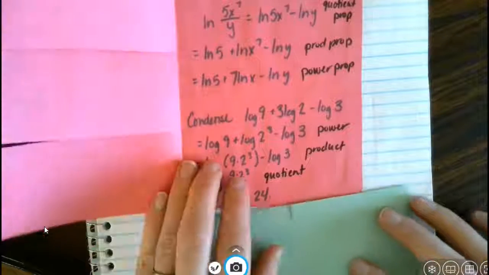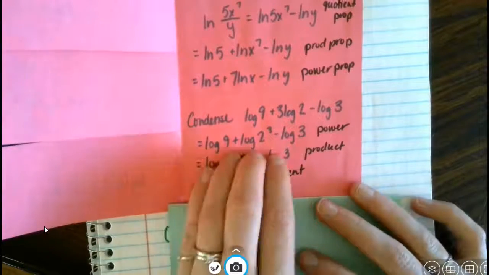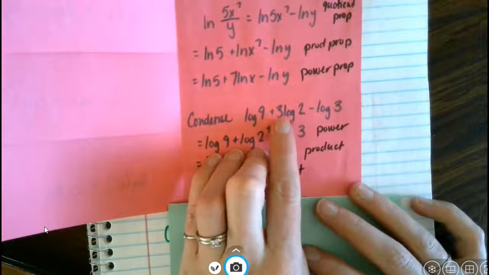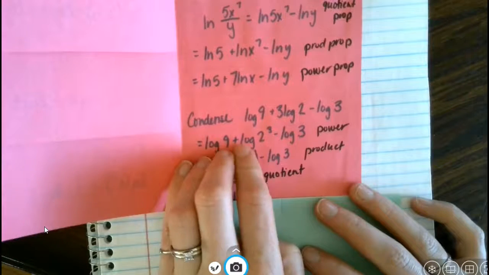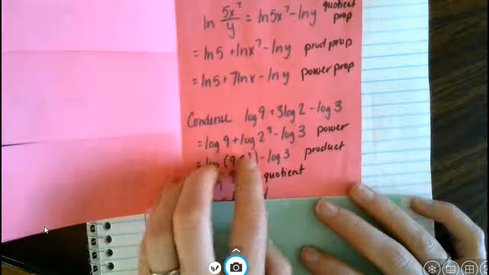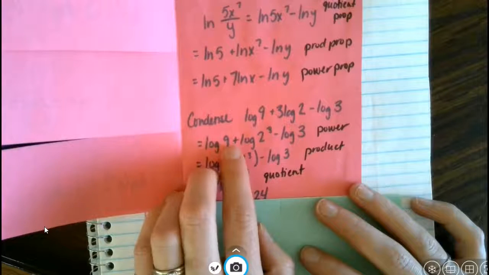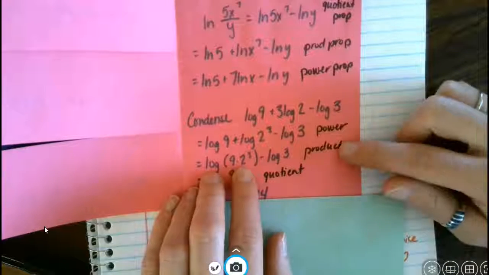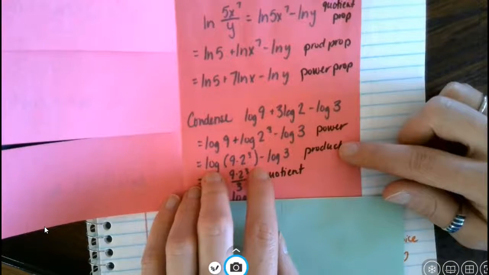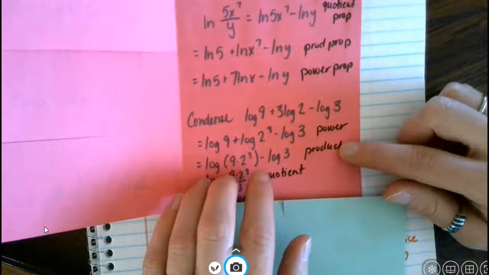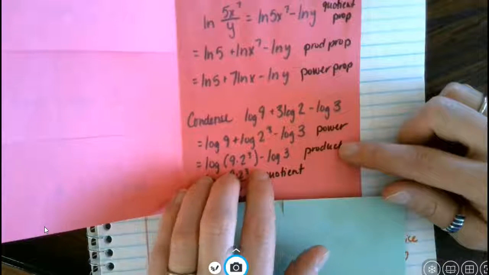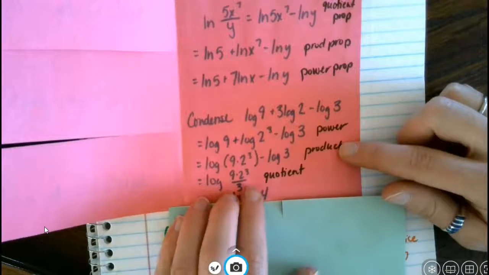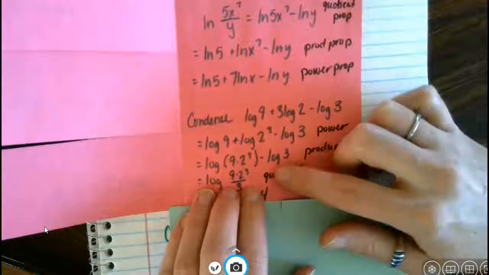So I want to condense that and make it smaller. So the first thing I notice is I want to get rid of this thing in front. So I use my power property to turn it into an exponent. Well, then I see I'm adding a couple of things, so I can turn that into multiplication using my product property. Well, now all that's left is subtraction, and again, these all have the same base, so I can do this. So then I use my quotient property to kind of simplify.